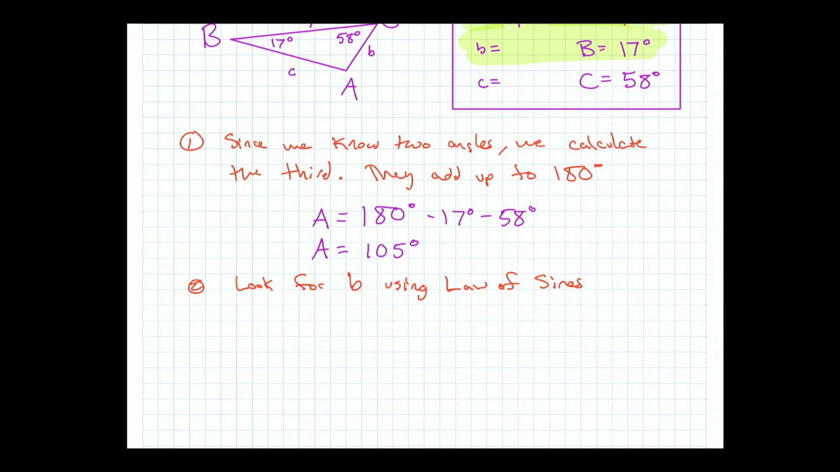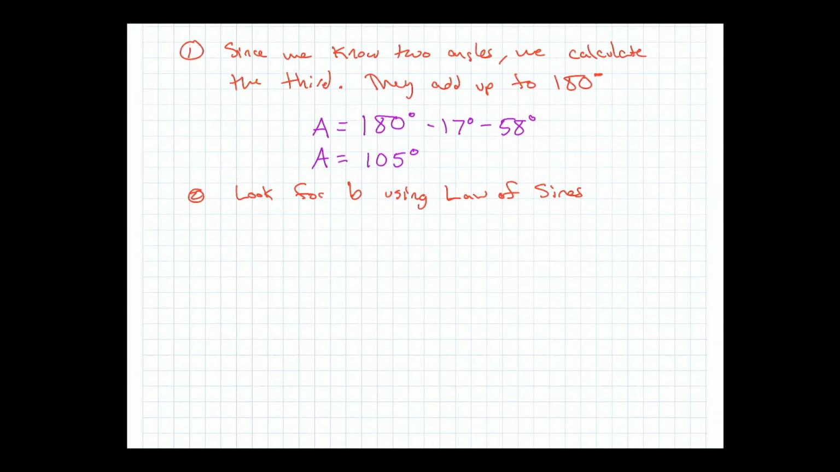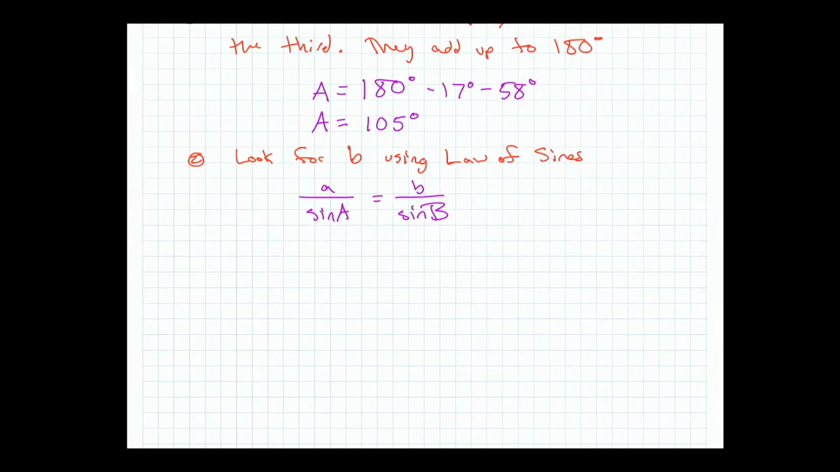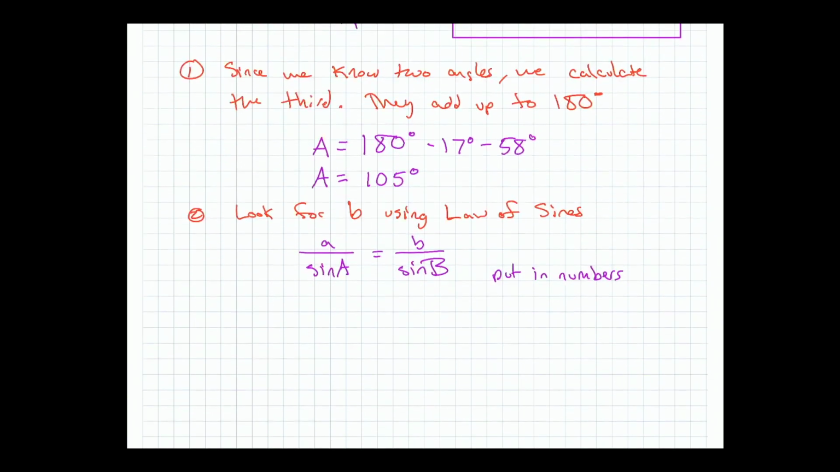So we are going to use this: a over sine A equals b over sine B, right? We don't need the c over sine C part right now. So we write that out. Put in your numbers now. So what do we know? Little a is 7.